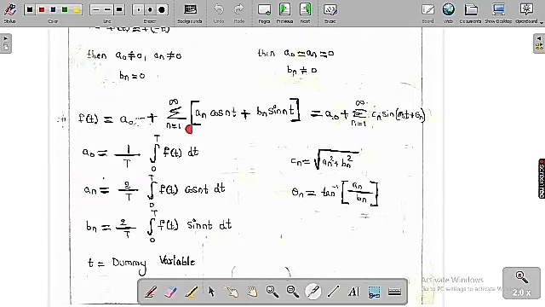f of t is equal to a naught plus sigma n equals 1 to infinity of an cos nt plus bn sin nt, which is equal to a naught plus sigma n equals 1 to infinity of cn sin of nt plus theta n.